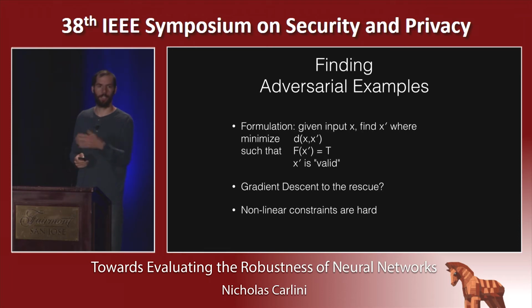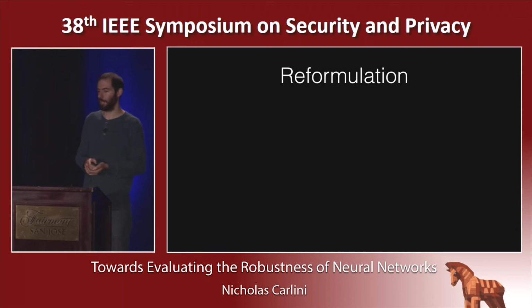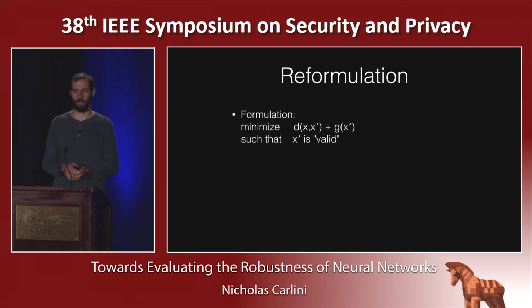So instead what we do is we take a trick from the convex optimization literature, and we move the difficult constraint into the objective function. And so we give a reformulation that looks something like this. We're still going to minimize the distance between the valid image x and the adversarial example x prime, but now we're going to also introduce some new function g, which we're going to apply to the adversarial example x prime. We still have the one constraint that the image is valid, but this is a nice convex region, so that's easy to handle.